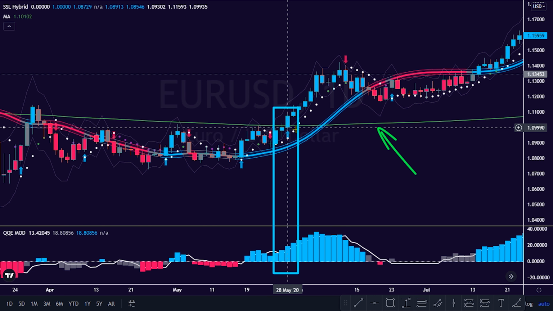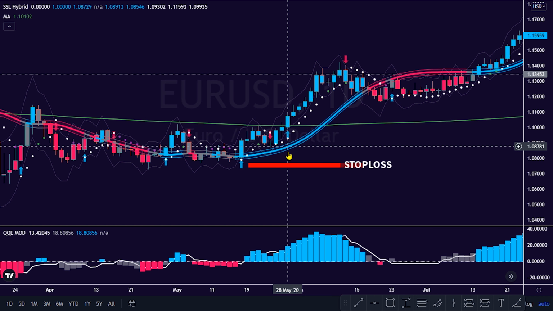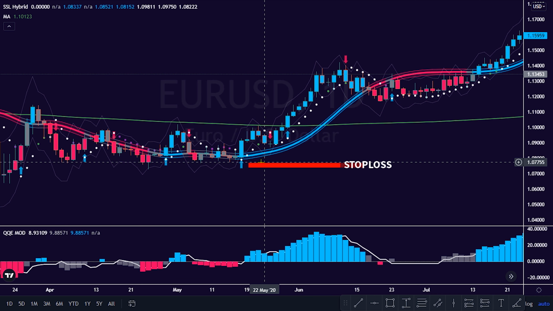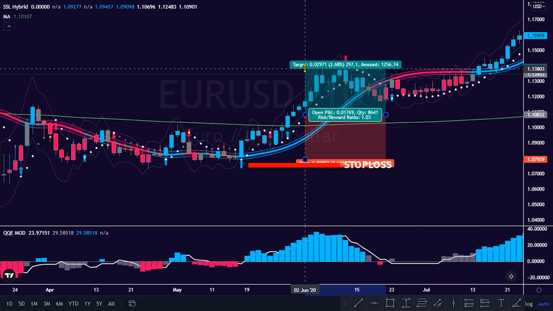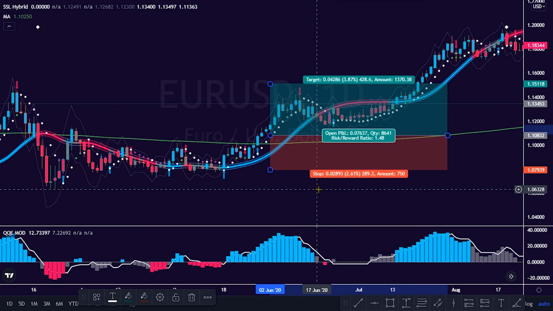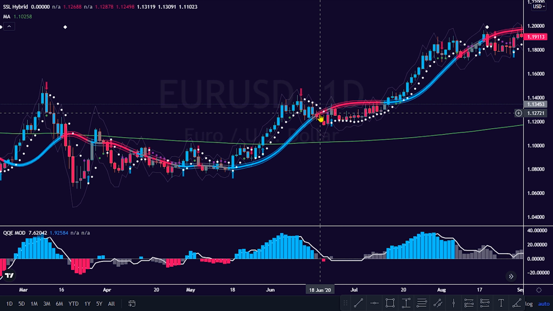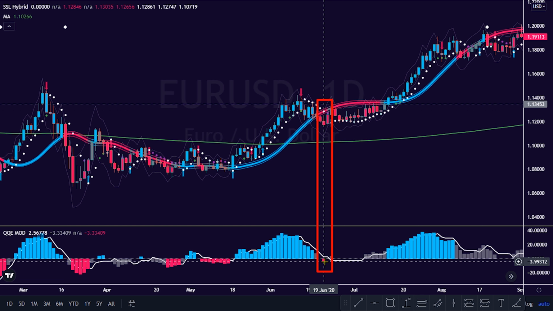Next is to buy this bullish candlestick. Stop loss can be placed below the last low swing of the SSL hybrid indicator here. Traders can then target a 1.5 to 2 risk-reward ratio. Alternatively, trend-following traders can ride the trend and exit whenever the SSL hybrid and QQE mod indicator turned red.